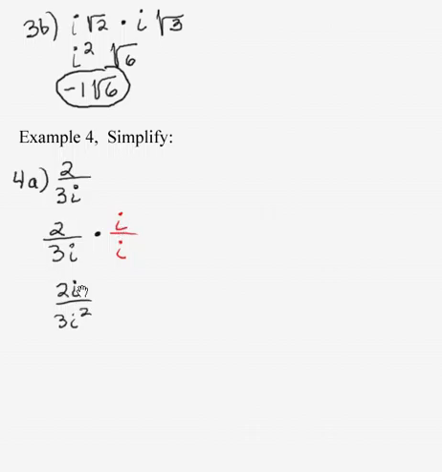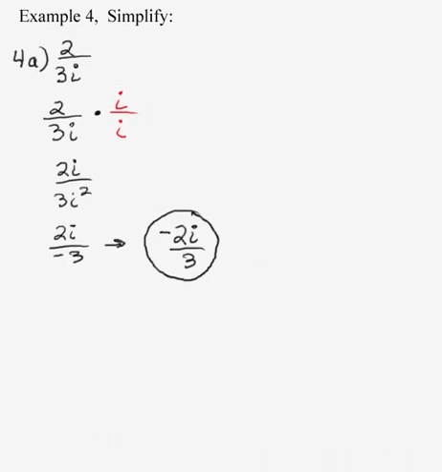In the numerator we have 2i, in the denominator when we multiply, 3i squared. Remember i squared is negative 1, negative 1 times 3 is negative 3, and we don't like to leave negatives in the denominator of a fraction. So if you multiply both the numerator and denominator by negative 1, we get negative 2i over 3, our answer in simplified form.